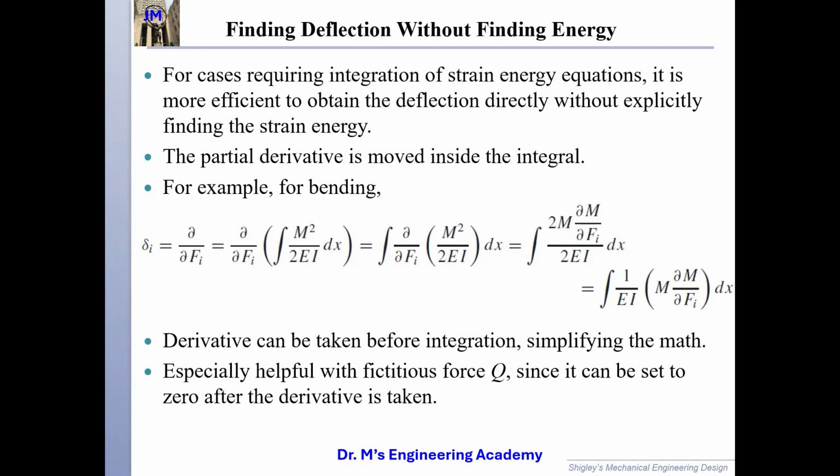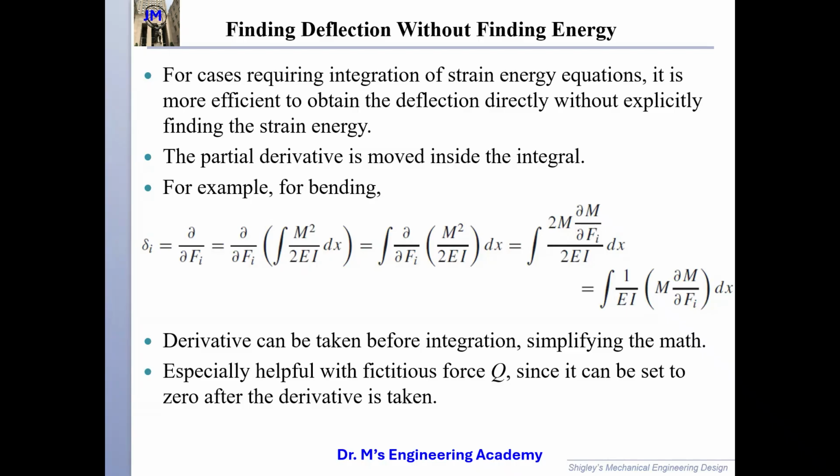With this manipulation, the partial derivative is moved inside the integral. Right? So here delta i equals dU over dFi. This is for bending moment. If I have only bending, what is inside these parentheses is my strain energy U. I just write it here.